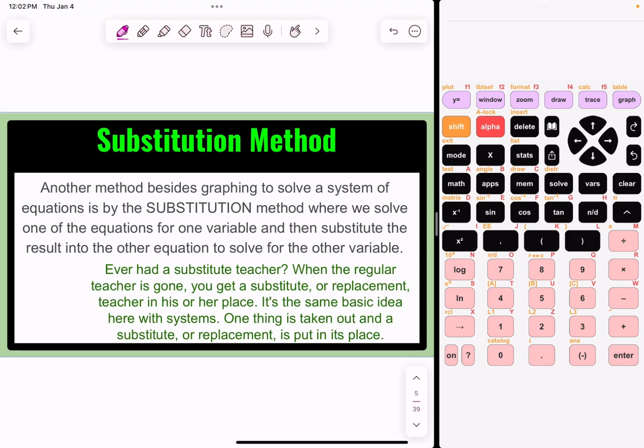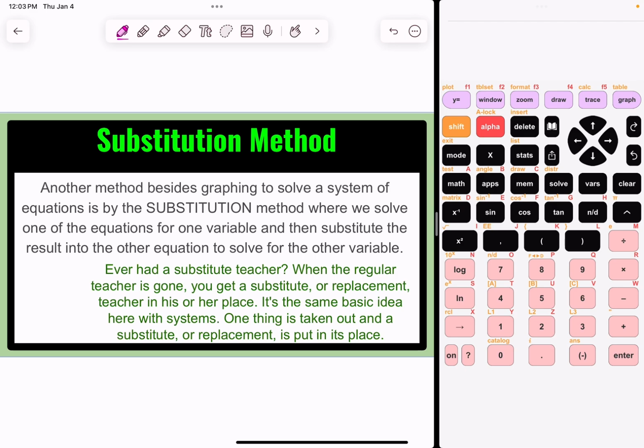What is the substitution method? Another method besides graphing to solve a system of equations is the substitution method, where we solve one of the equations for one variable, and then we substitute the result into the other equation to solve for the other variable. Think of it as like you ever had a substitute teacher.